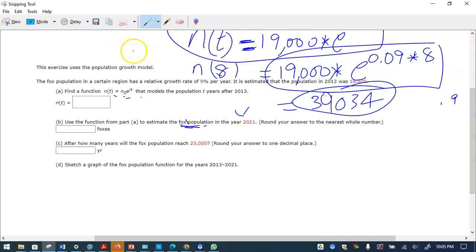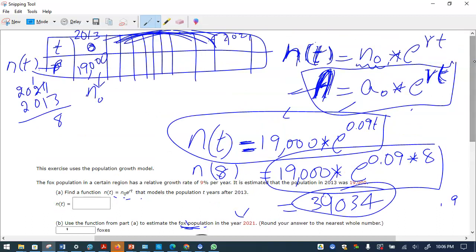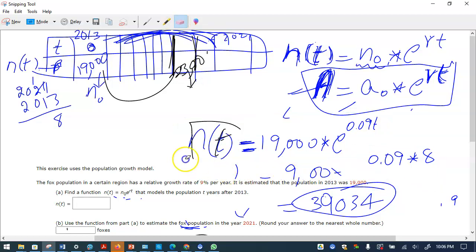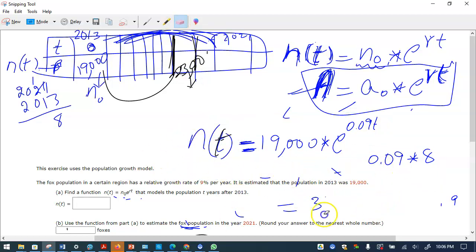Okay, so let's check what the third question asks. The third question is, how many years will it take for the fox population to reach 23,000? So that means we don't know which year, but somewhere there is the 23,000. So which year is going to be 23,000? All you do is plug in this part in the formula. We don't know which year it is, right? But they gave us the fox population is 23,000. So all you do is just plug into this equation.